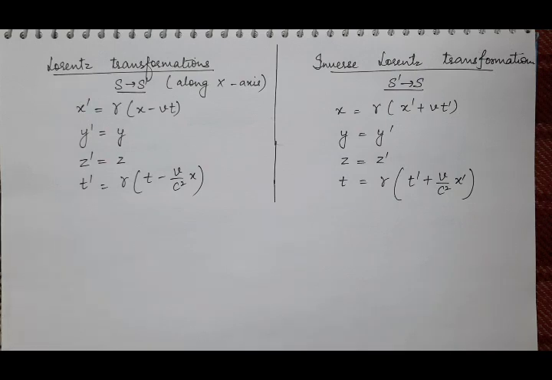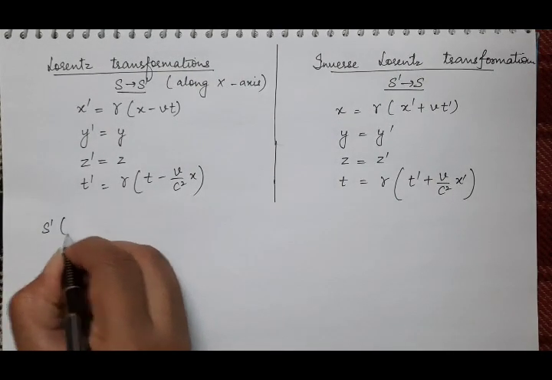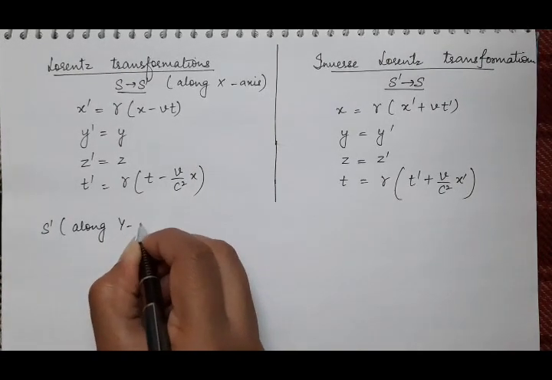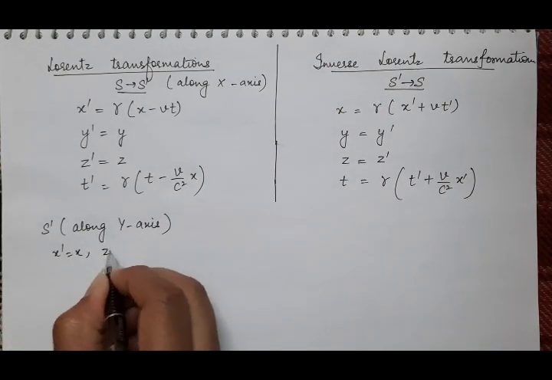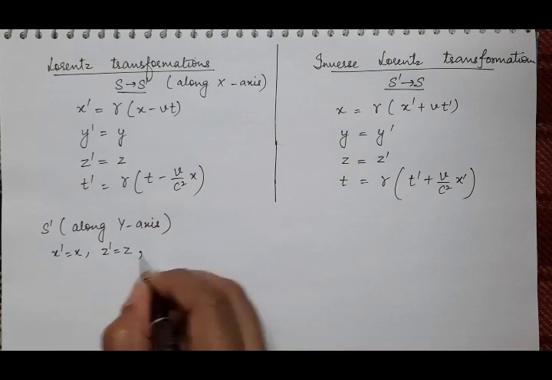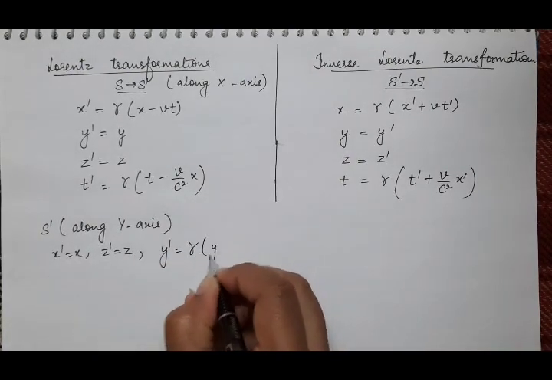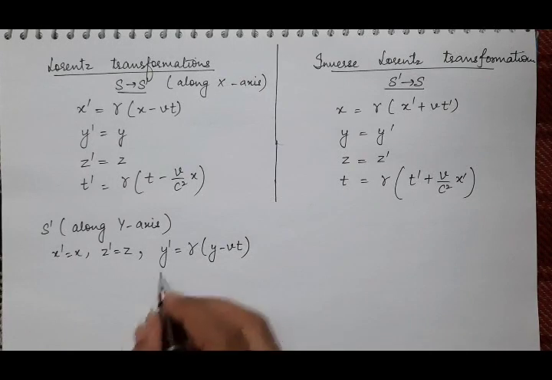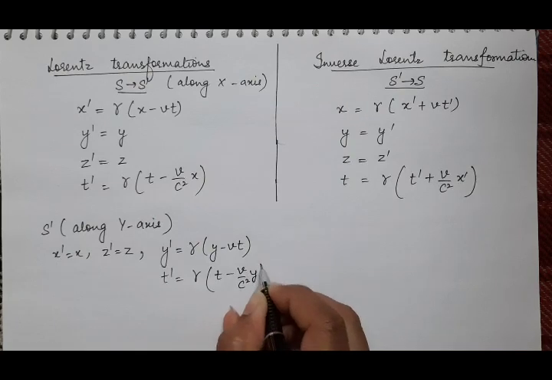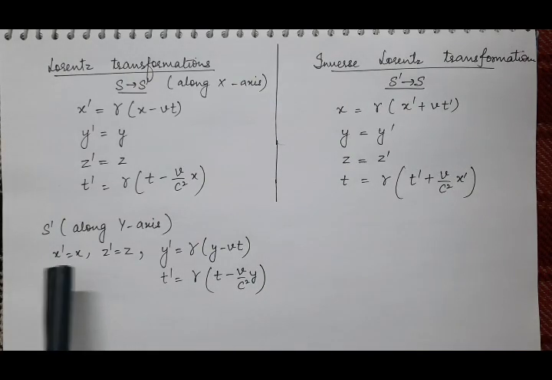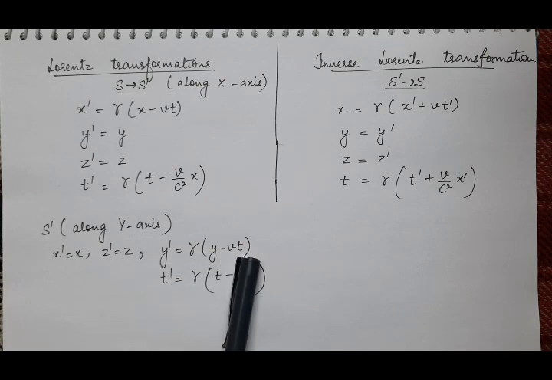Now if the motion is along y-axis, if S dash moves along y-axis, then x dash will be equal to x and z dash will be equal to z, and y dash will be equal to gamma y minus vt, and t dash will be equal to gamma t minus v by c square y. Similarly, if S dash is moving along z axis, then x dash will be equal to x, y dash will be equal to y, then z dash will be equal to gamma z minus vt, and t dash will be equal to gamma t minus v by c square z.